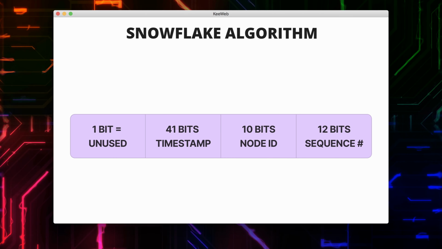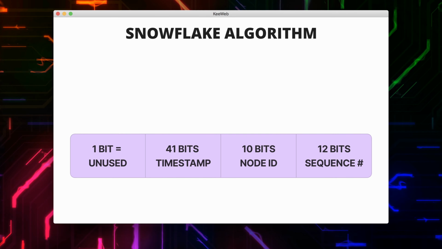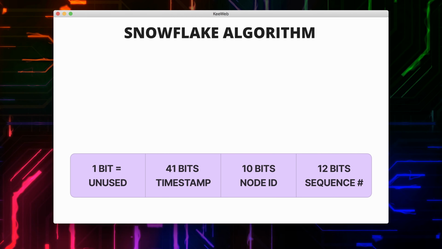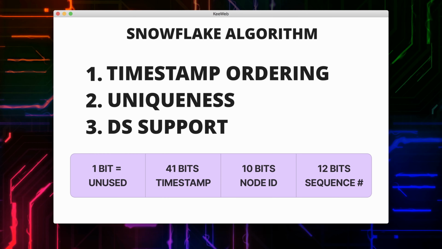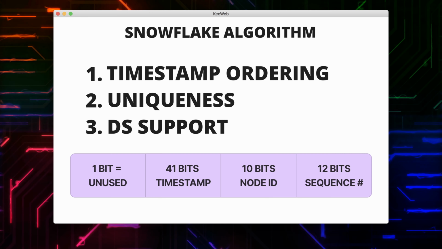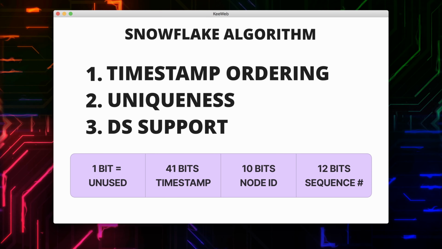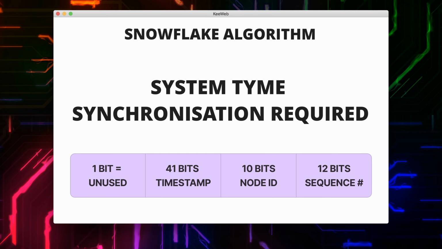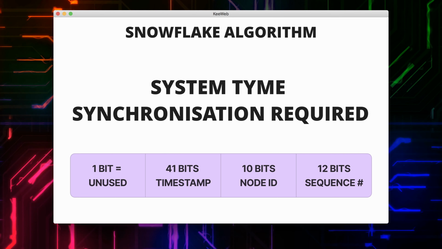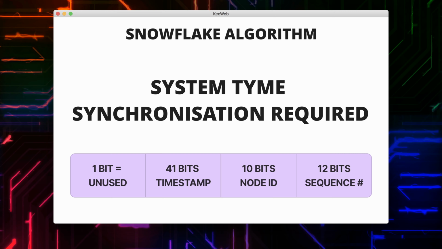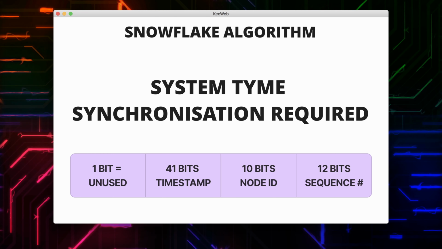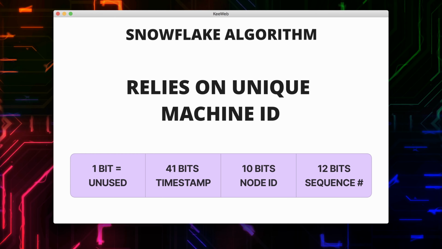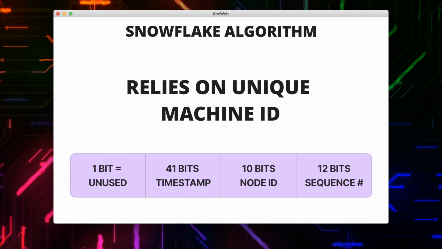By combining these three components, Snowflake ensures that the generated IDs are unique, ordered by timestamp, and suitable for use in distributed systems. It's worth noting that Snowflake requires synchronization of the system time across all machines to avoid issues related to clock drift. Additionally, it may not be suitable for scenarios where a single node failure poses a significant risk, as it heavily relies on a unique machine ID.